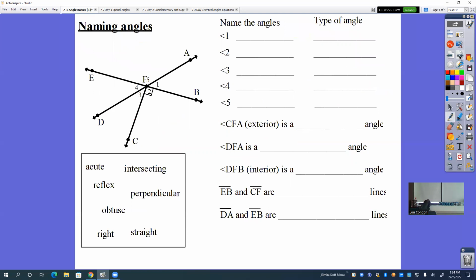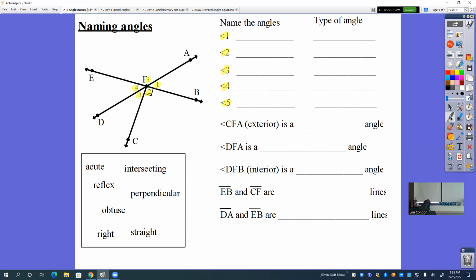And finally, we're going to talk about naming angles. The easiest way, as you can see here, is angle 1, 2, 3, 4, and 5. That's the easy way, but what they want us to do is, instead of just looking at the center part, use a leg, the inside point, and the other leg point.